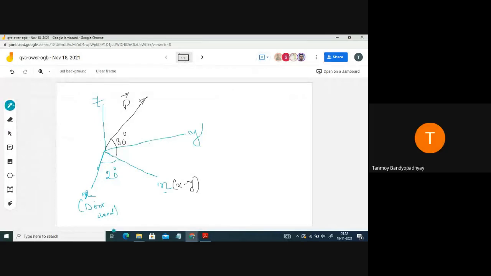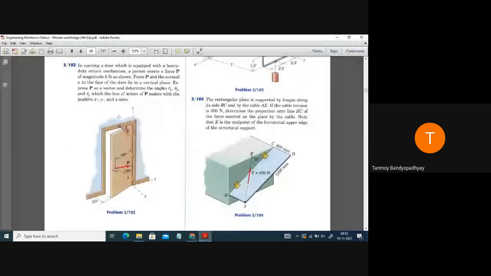Okay? So now, what have we been asked to find? Now you read the problem. We are given the magnitude of the force P and we have to determine the angles theta x, theta y, theta z which P makes with the x, y and z axis. If we could determine cos theta x, cos theta y, cos theta z, these are just the unit vectors we are supposed to determine. This boils down to the problem that we had discussed previously.